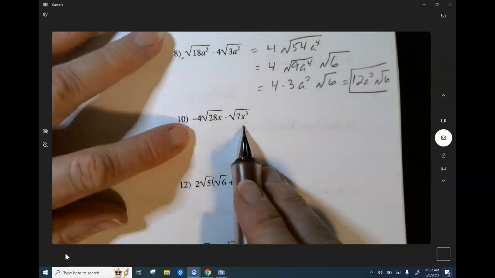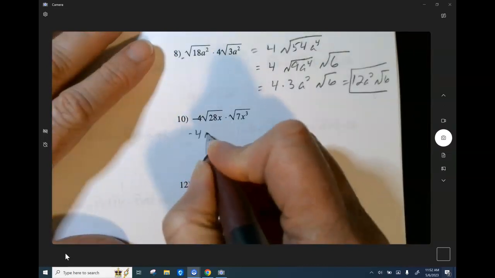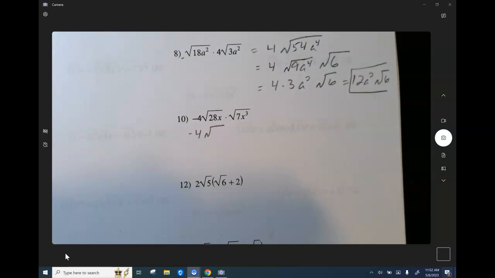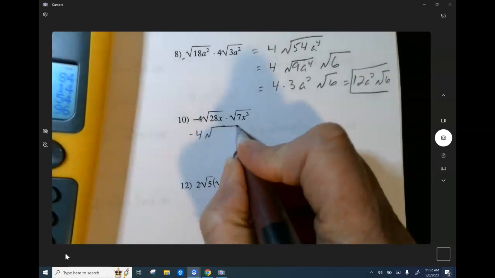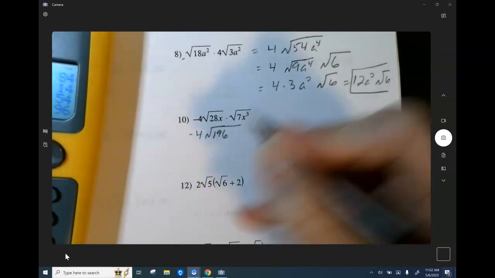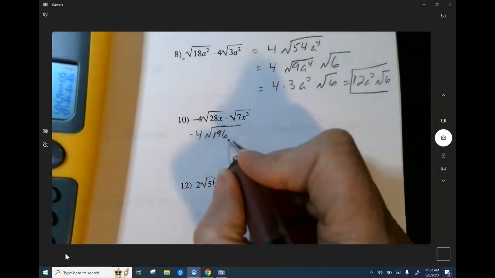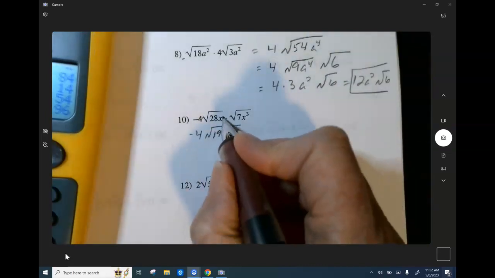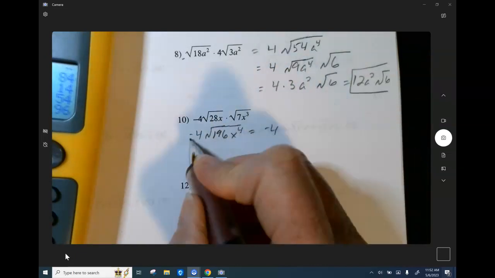Same thing's going to happen here. Negative 4 times nothing, so that's going to be negative 4. 28 times 7 equals 196. Pause for a second. Think, why does 196 look familiar? Yep, that's a perfect square. Okay, so x to the first times x to the third is x to the fourth. So this gives me negative 4.